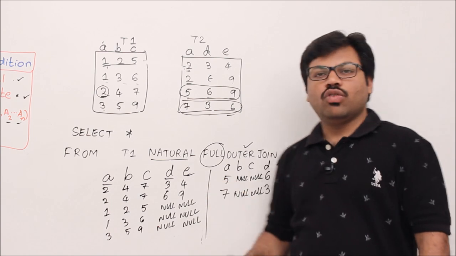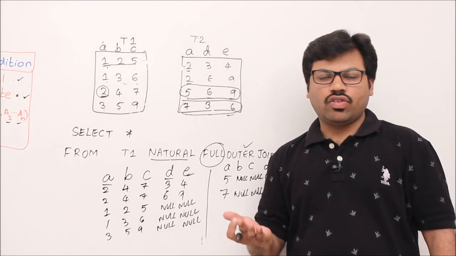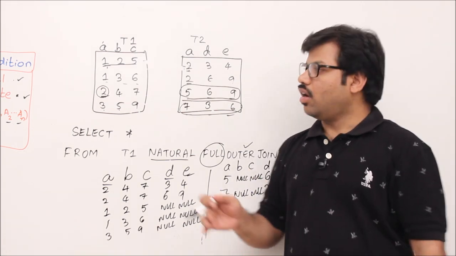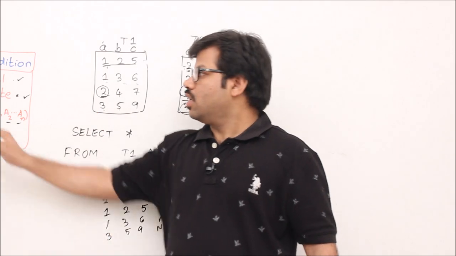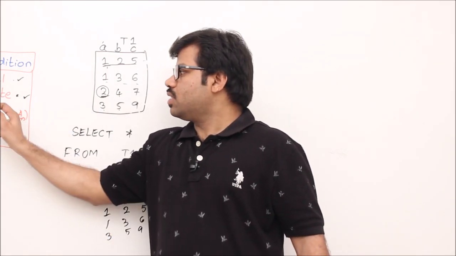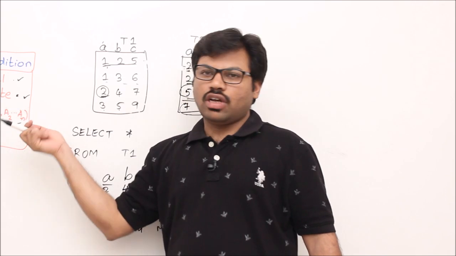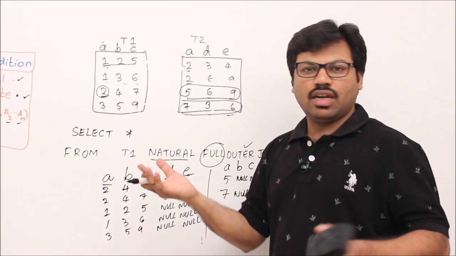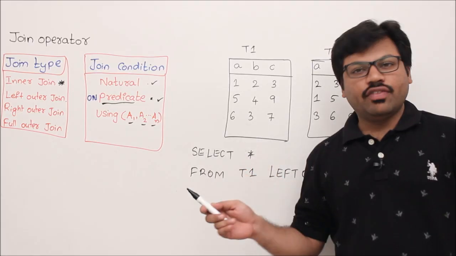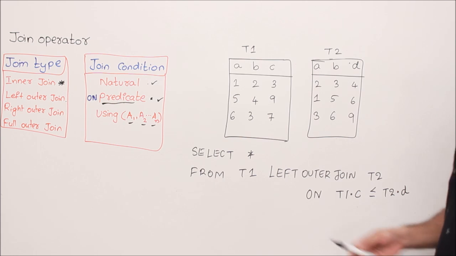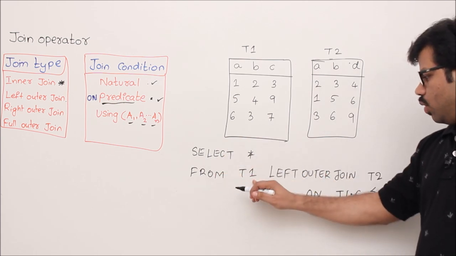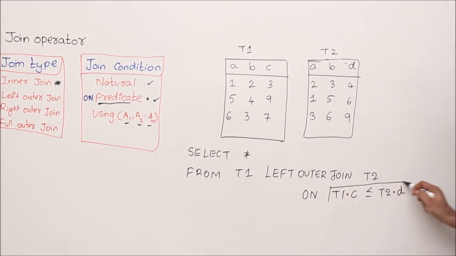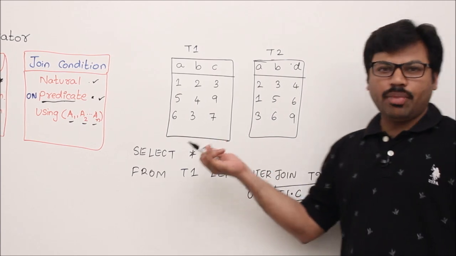So far you learned what is natural left outer join, what is natural full outer join, what is natural right outer join. Now we will see other combinations. That means outer join versus predicate, outer join using columns. Okay, so they are quite easy, but for completeness let me cover that also. Now we'll see left outer join versus predicate. So here: select star from T1 left outer join T2 on T1.C less than or equal to T2.D, right? So this kind of condition we write as a predicate.